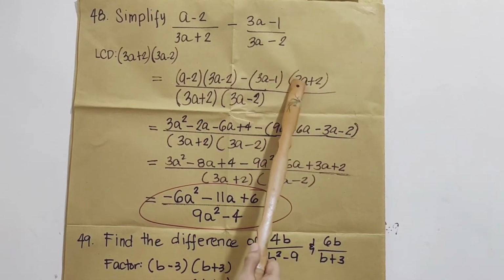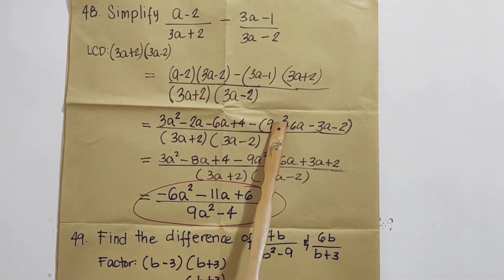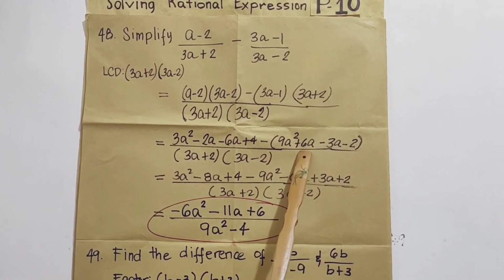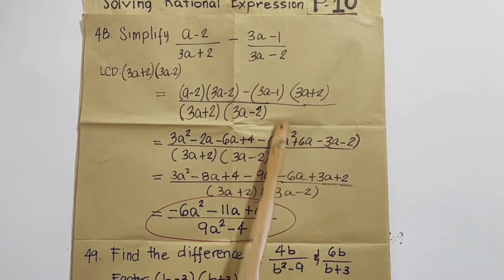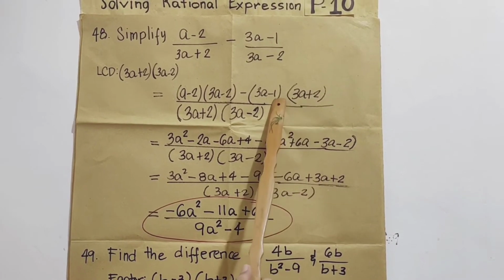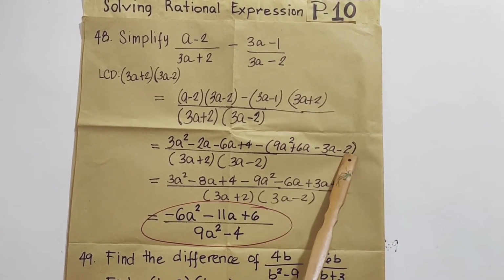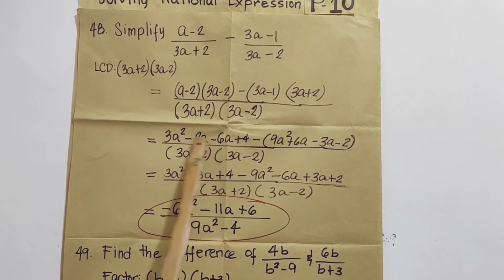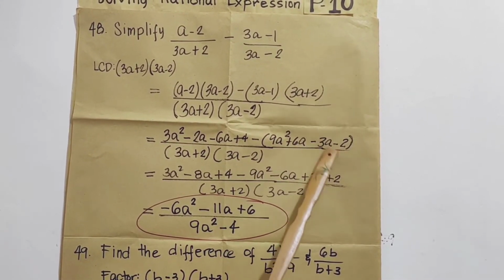And the result is 3 times 3 equals 9a squared. Then 3a times positive 2 equals positive 6a. Then negative 1 times 3a equals negative 3a. Then negative 1 times positive 2, we have negative 2. And our next step is to combine like terms and simplify this one.